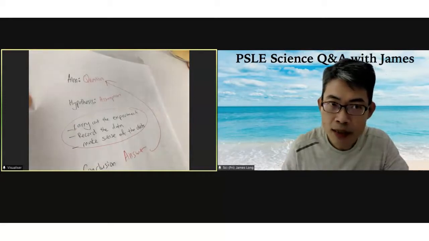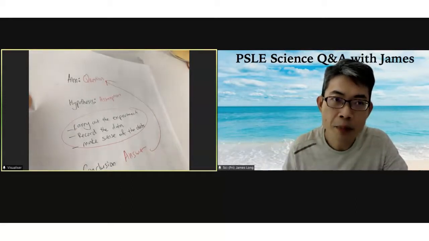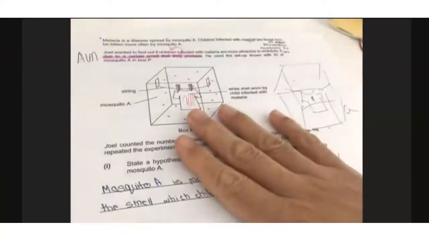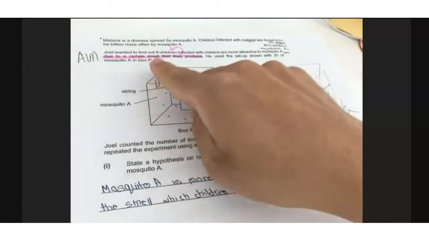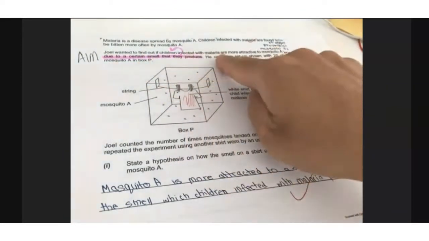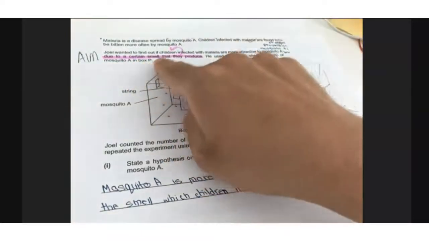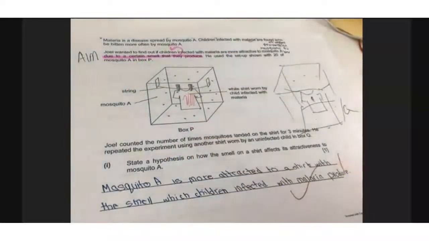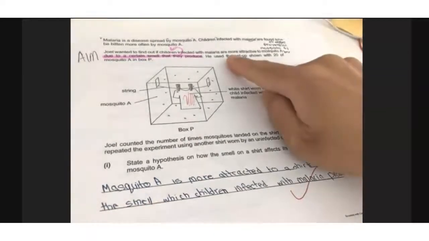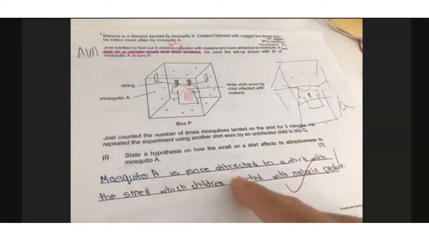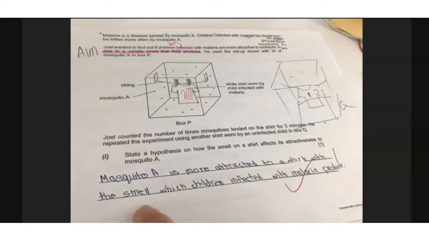So let's go back to the question now that we are clear regarding what is a hypothesis. So remember, step 1 is the aim, the question. So here the aim is, Joel wanted to find out if children infected with malaria are more attractive to mosquito A due to a certain smell that they produce. So the hypothesis is an assumption. Okay, is it true? Well, let's assume that it's true. Mosquito A is more attracted to a shirt with the smell which children infected with malaria produce.